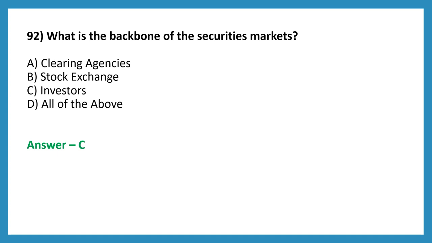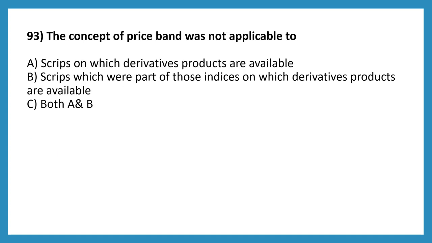Next question. The concept of price band was not applicable to option A, scripts on which derivatives products are available. Option B, scripts which were part of these indices on which derivatives products are available. Option C, both A and B. The correct answer is option C, both A and B.